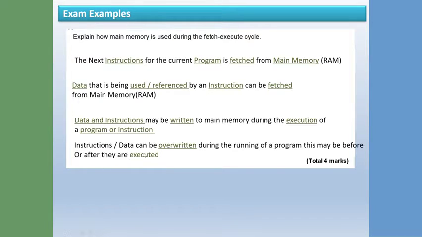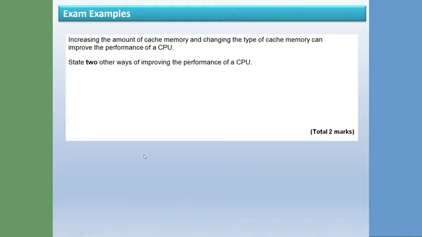Okay. So that's saying there that any instructions or data that we write back to RAM could be overwritten during the running of a program. Okay. So that's 4 separate points which should get you 4 marks. And then finally, increasing the amount of cache memory. So remember, that's that small amount of temporary storage. Or changing the type of cache memory can improve the performance of a CPU.